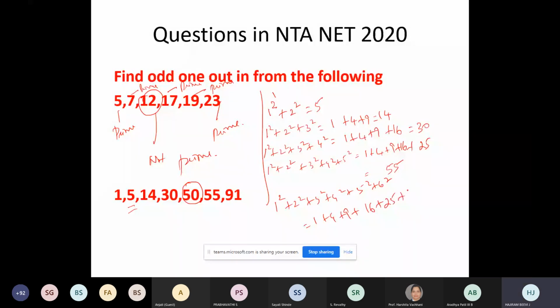So 30, 55, 55, then 61, then 91. Okay, so which means 50 is the odd one here.